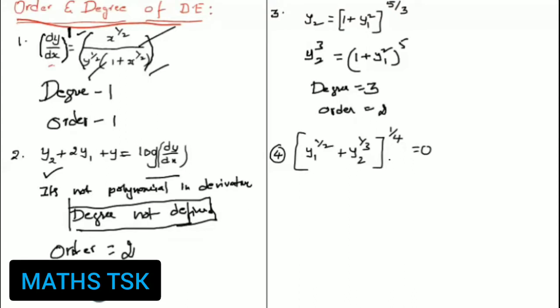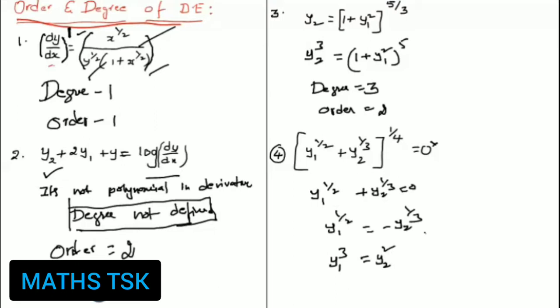Okay. Right. Next we go for the fourth one. This can be written as y1 to the power of 1/2. If we take it to this side, it becomes 0. So plus y2 to the power of 1/3 is equal to 0. So y1 to the power of 1/2 is equal to minus y2 to the power of 1/3. For 2 and 3, the LCM is 6. Take power 6 on both sides. This becomes y1 to the power of 3. Minus to the power 6 is positive, so y2 to the power of 2.